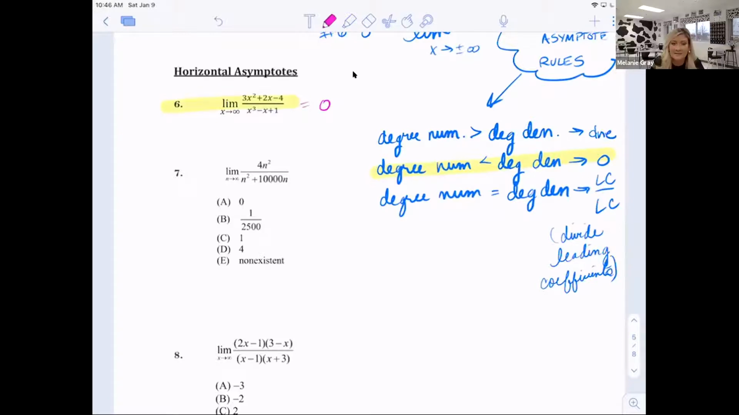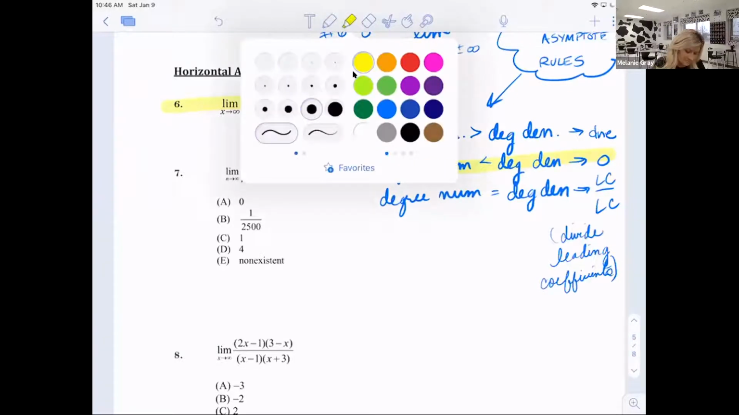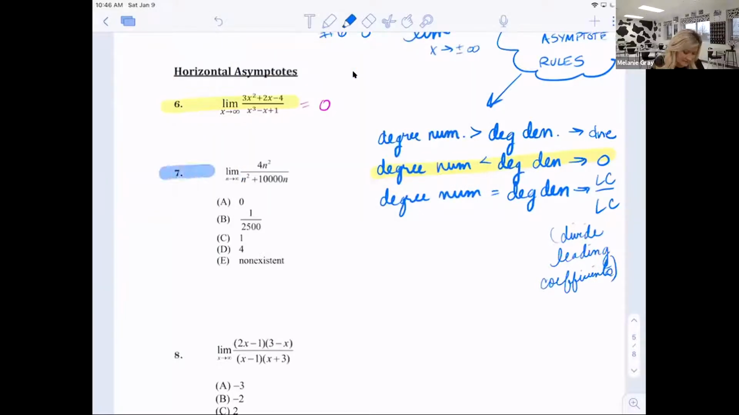Then for number 7, we have the degree of the top is 2. The degree of the bottom is also 2. So the degrees are equal. So in this case, if the degree of the top is equal to the degree of the bottom, this is where we divide those leading coefficients. And so we say that the leading coefficient of the numerator is 4. The leading coefficient of the denominator is understood to be 1. It's the number in front of n squared there. So our limit is 4 on that one.